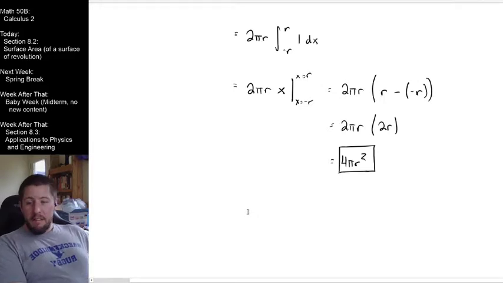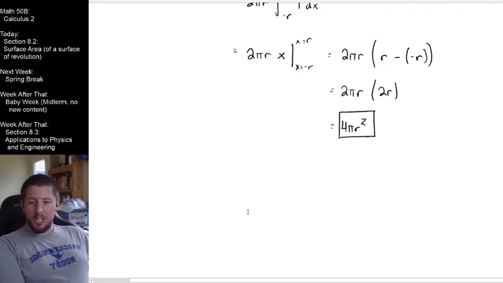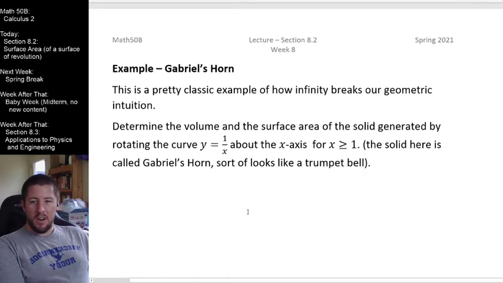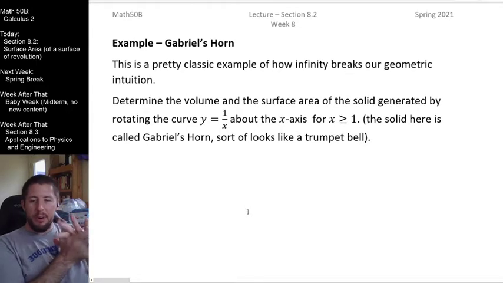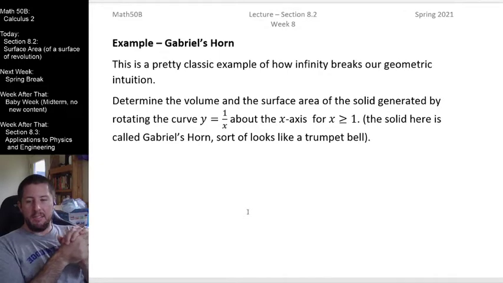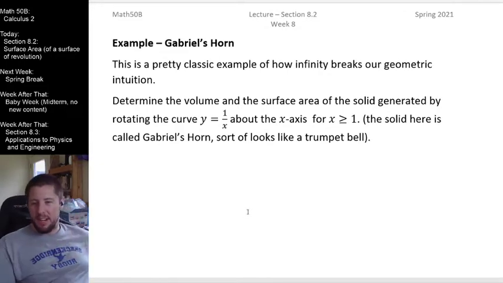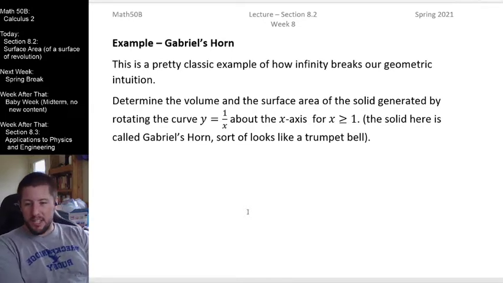So now that you've had your confidence boosted, let me go ahead and crush your confidence here. All right. So next example here. Gabriel's horn. This is a super classic example in geometric calculus, right? This is a thing that convinces you that you should be a little bit less confident that you really understand how infinity works. We're going to get a weird result for this one.